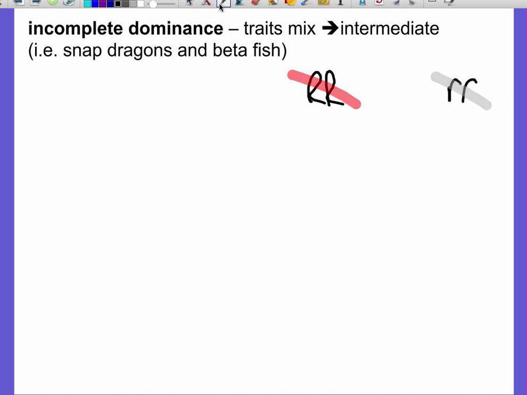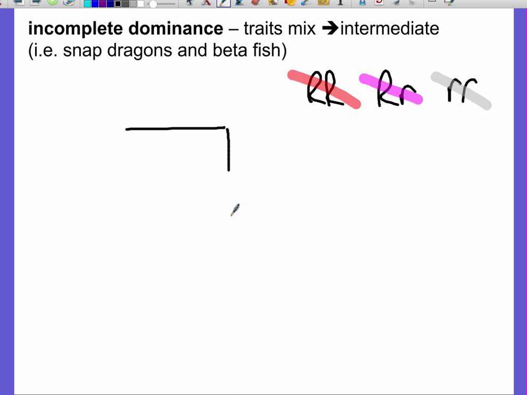But when we had that heterozygous individual, the dominant trait always showed through, right? It was red. In this case, in incomplete dominance, that dominant trait and the recessive trait mix. And so you're going to end up with some intermediate color. In this case, it's going to be pink. So dominant's red, recessive is white, in between is going to be pink. So all three possible genotypes lead to three different possible phenotypes.